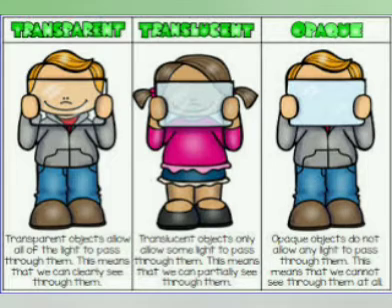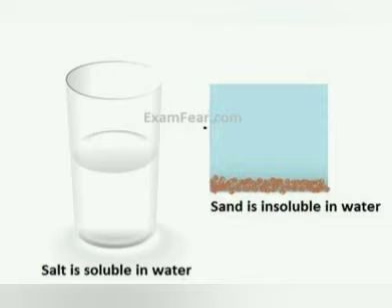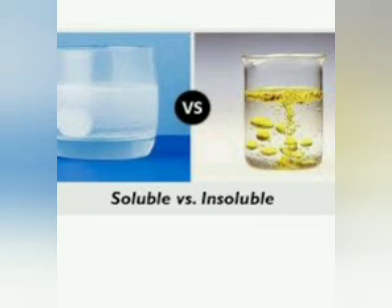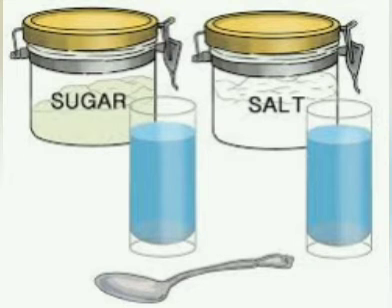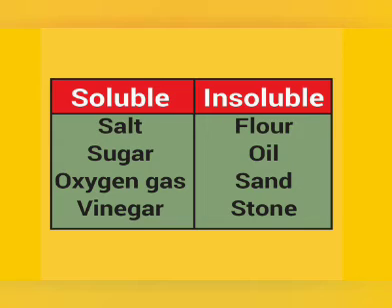Now coming to solubility, there are objects which are soluble and some are insoluble. Those objects which completely disappear when mixed in water are known as soluble objects, like salt, sugar. If you mix them in water and you stir it, it will completely disappear. So that is when you can call it soluble. If it doesn't disappear, it is insoluble. Salt, sugar, oxygen, gas, vinegar are soluble, whereas flour, oil, sand and stone are insoluble in water.